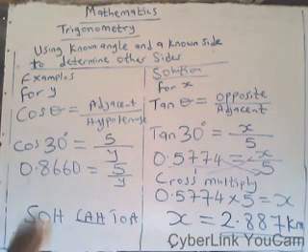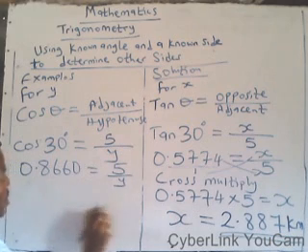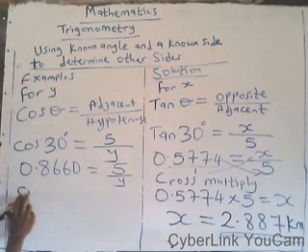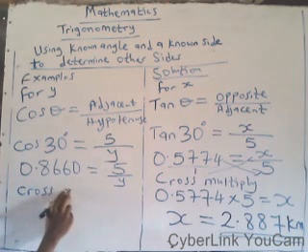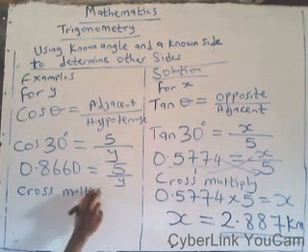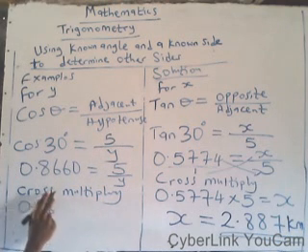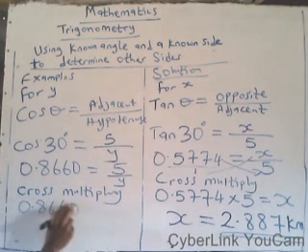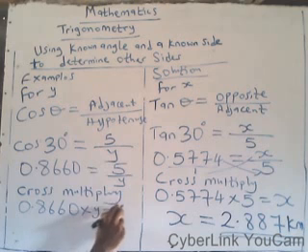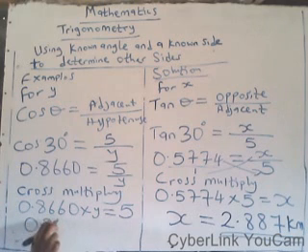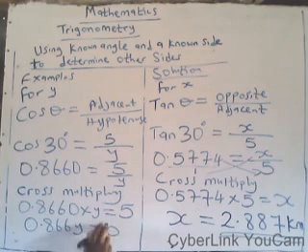Now we are looking for y. What are we going to do here? We are going to cross multiply as well. We now have 0.8660 times y equals 5. Now this gives us 0.866y is equal to 5.